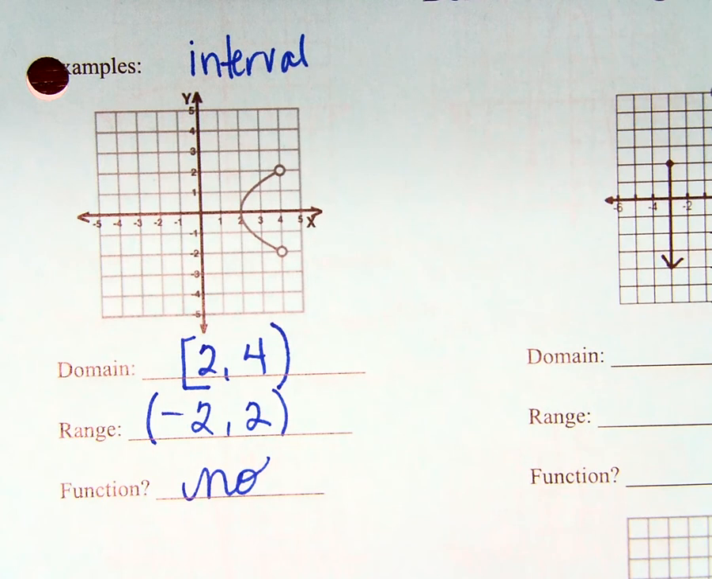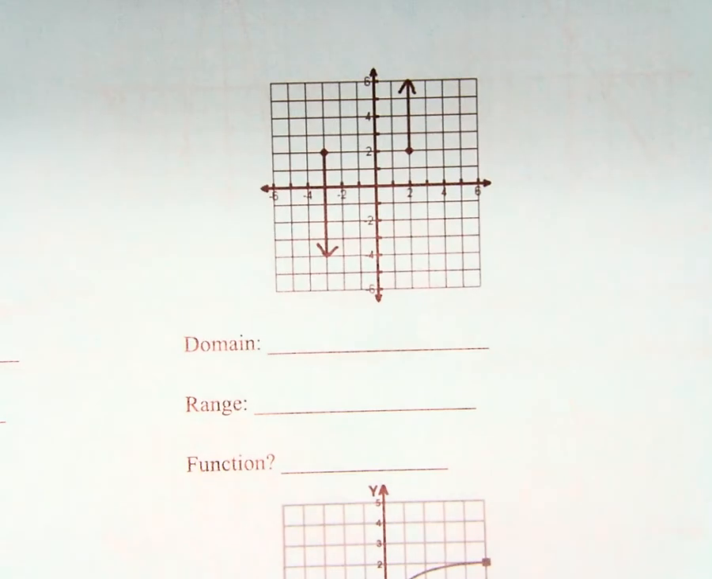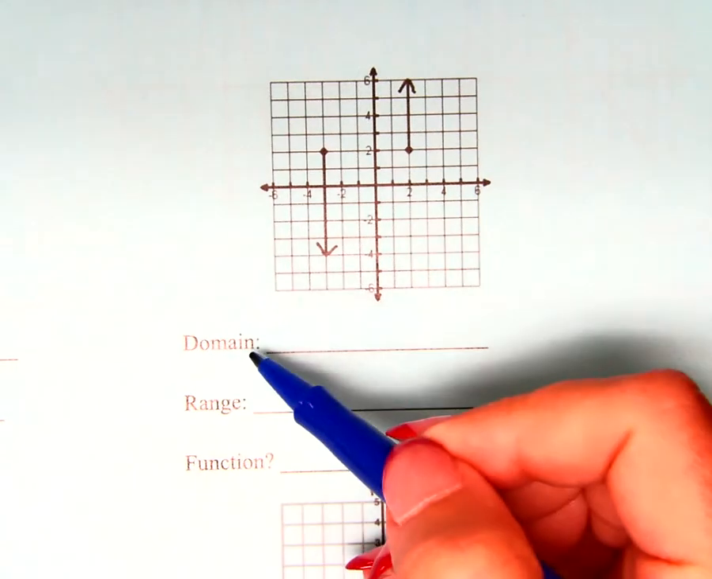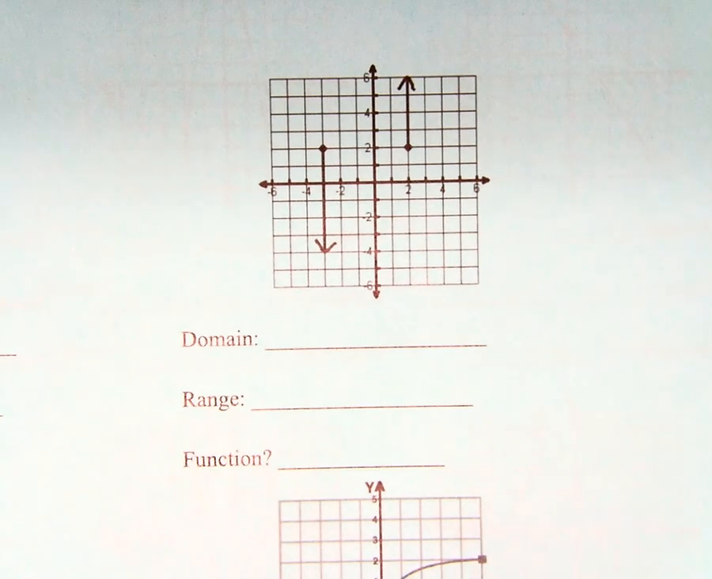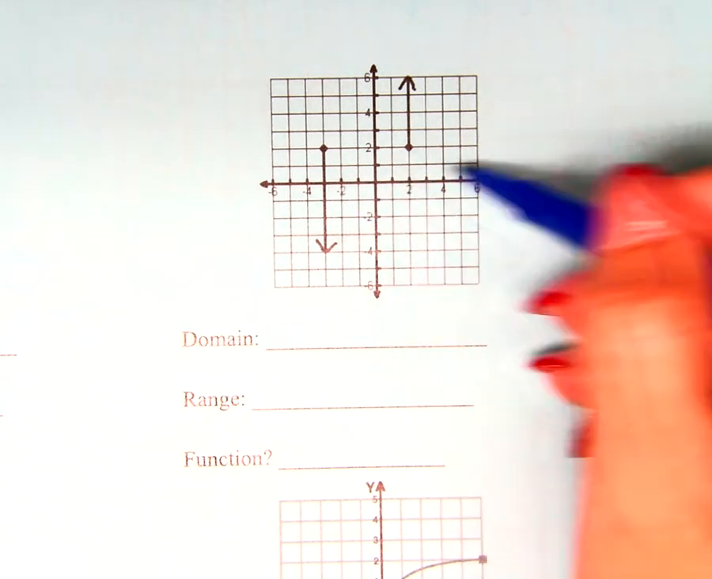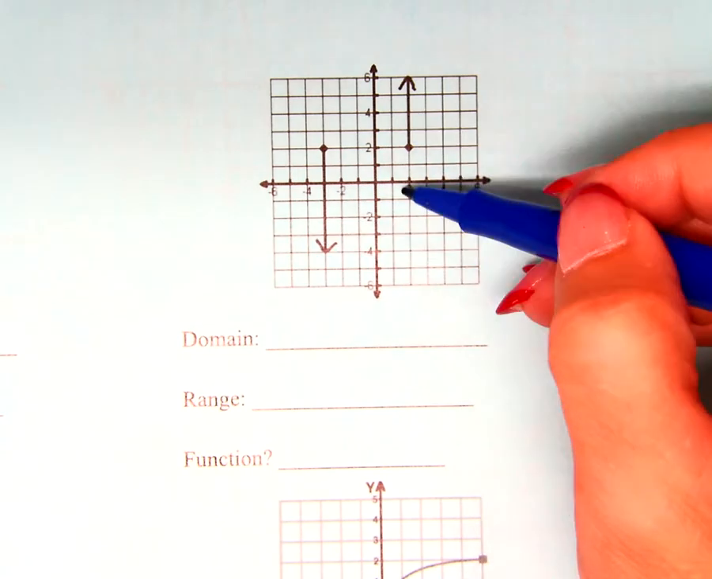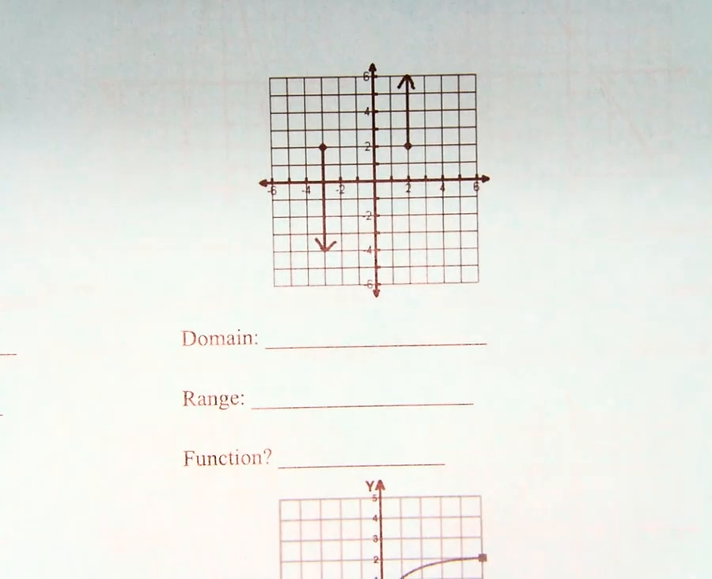Okay. All right. Are we good so far? We're pretending? Okay, awesome. What about this one? What's my domain? It's kind of tricky, right? What are the only x values that are represented on this graph? -3 and +2. That's it, right?